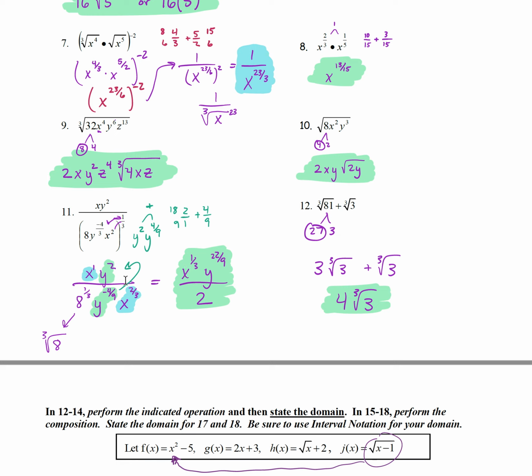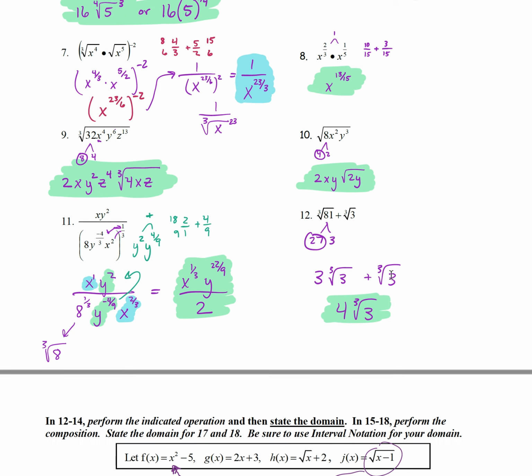Well, we got to flip that up first. And so it's y squared times y to the 4/9. And so we're going to add those powers. And that ends up being 2 plus 4/9 is 22/9. Because 2 is 18/9. 18/9 plus 4/9 is 22/9.